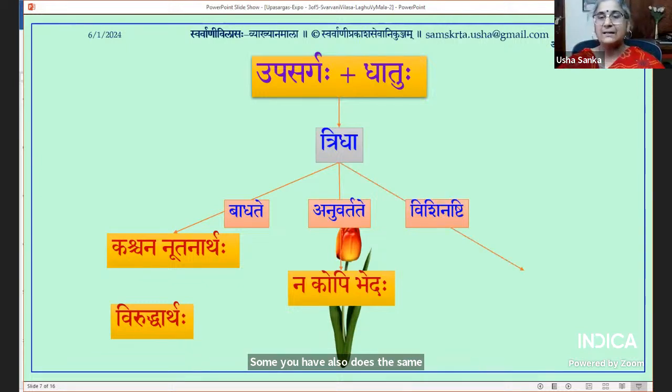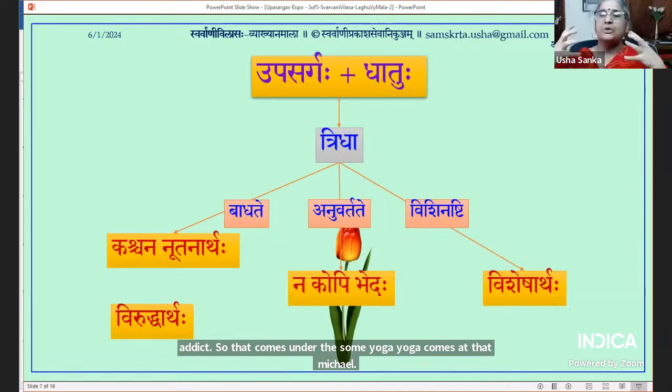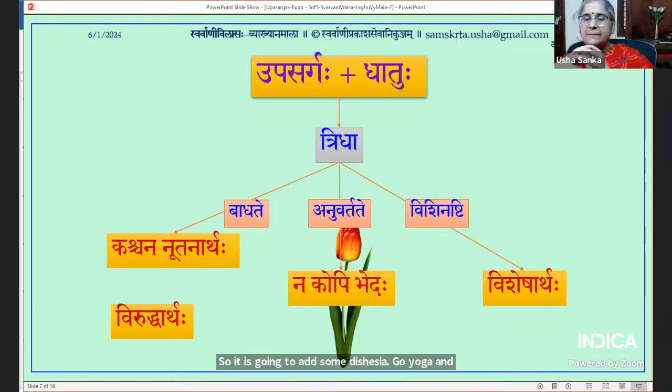So samyoga comes under vishinashti. It is going to add some vishesha artha. Though yoga and samyoga mean the same, it's a little extended, not new, not opposite, but something special along the same lines. It will take it a little ahead. Okay, so this is how the upasarga and the dhatu work together.